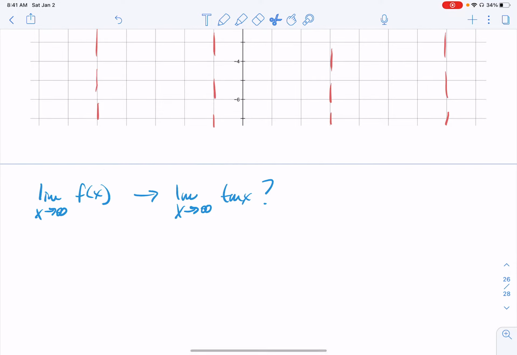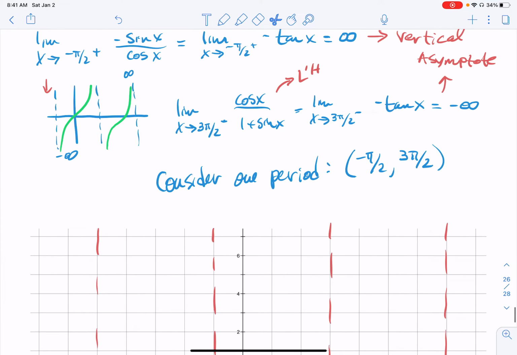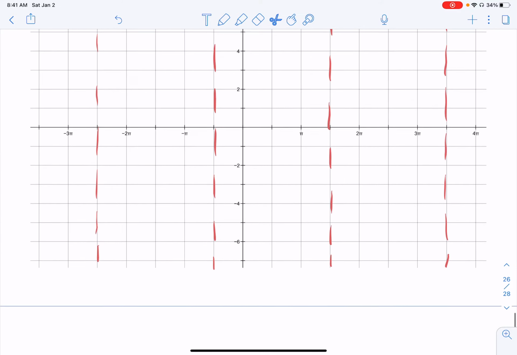Let's see, what else do we need to do? We've done domain, and essentially at our domains, we have our vertical asymptotes, the numbers that we took out of it. How about some intercepts? Okay, so let's do that next. So for intercepts, we're going to let x equal 0 in order to find our y-intercept. That should be pretty easy.